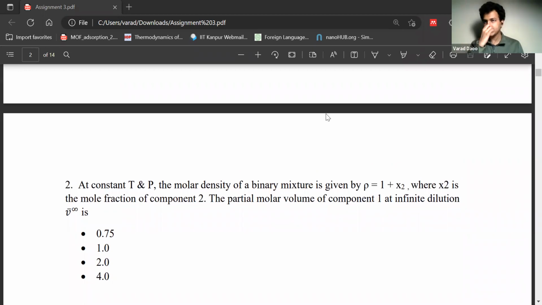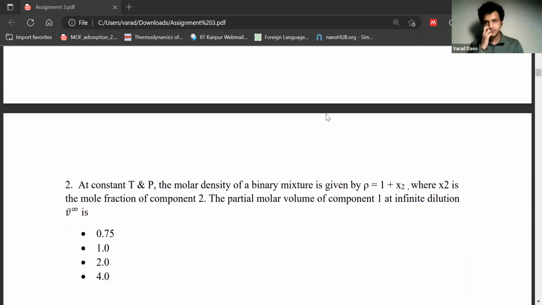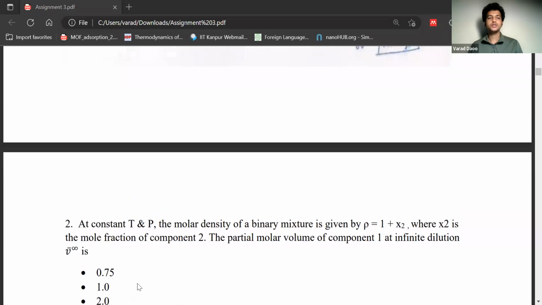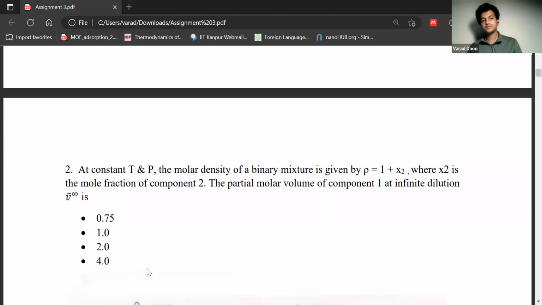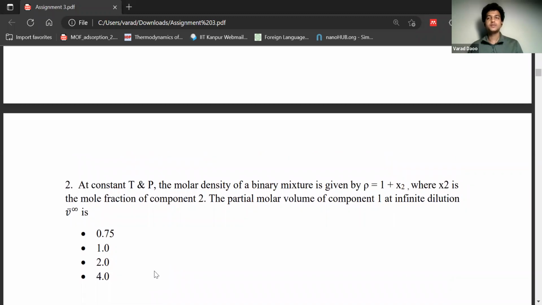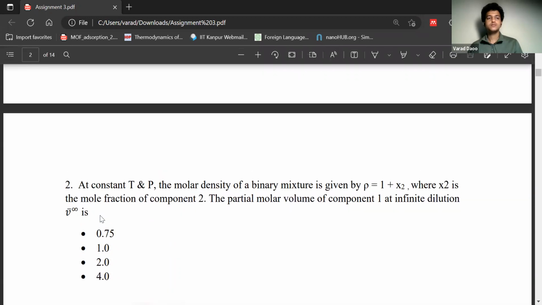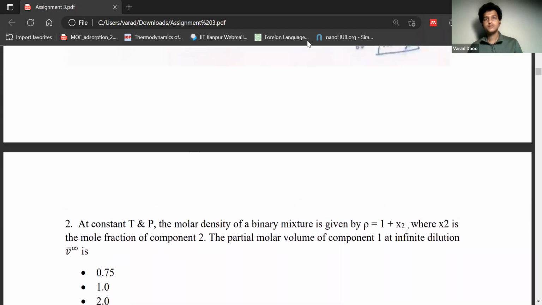Okay. So anybody got any answers? So I'll give you first the answer. So the answer is option A, 0.75. Okay. Anybody got it? Nobody got it? I will start with the explanation.